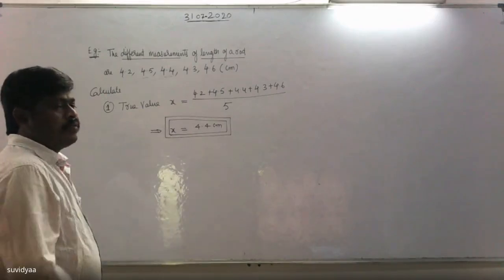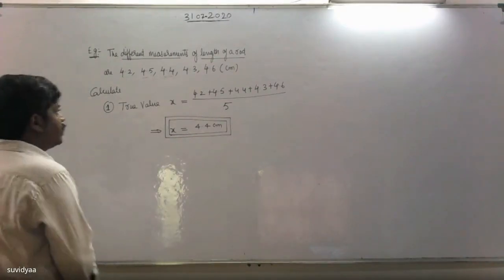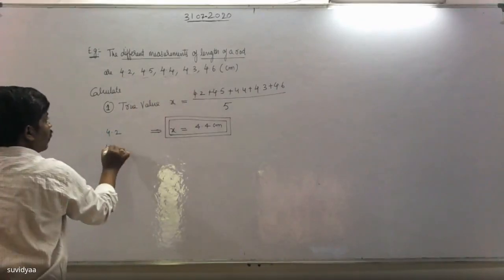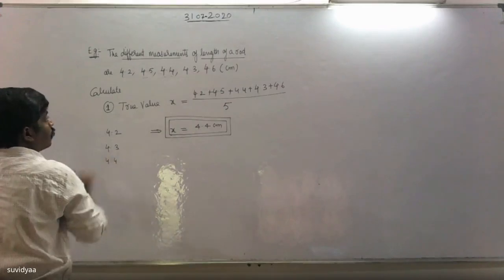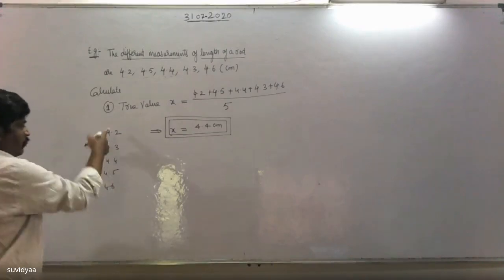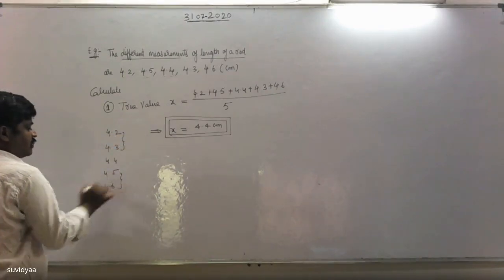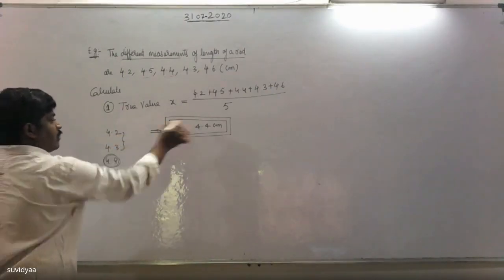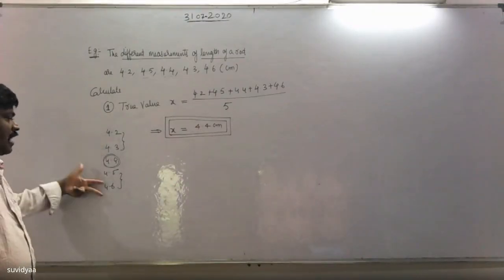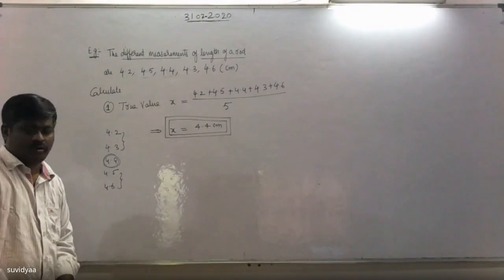Shall I tell one shortcut? How I wrote this answer? There is a shortcut. If you want, you can see. What is this value? 4.2. Next 4.3. Next 4.4. Next 4.5. Next 4.6. If you take the average, first two, these are the second two, this is left. That means that will be the average. Shortcut method. First two, last two, this is left. That's why you should take 4.4. Shortcut method. Understood?